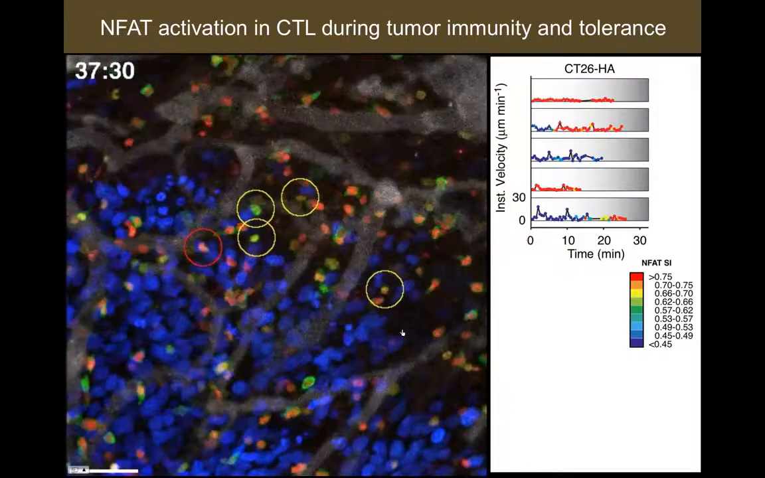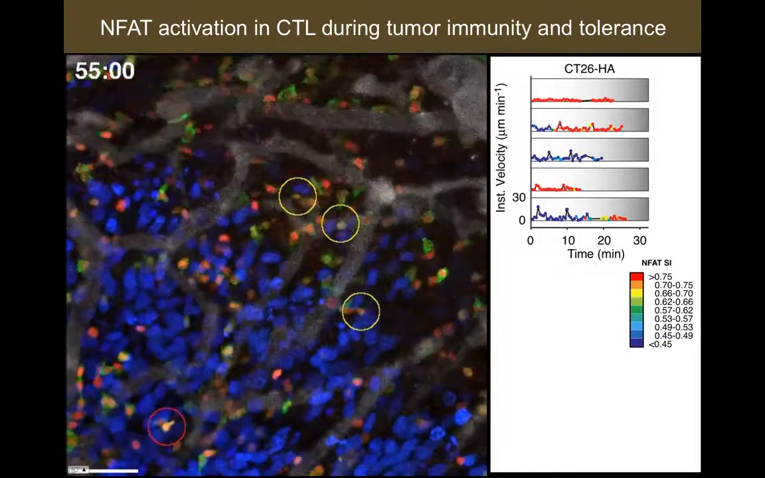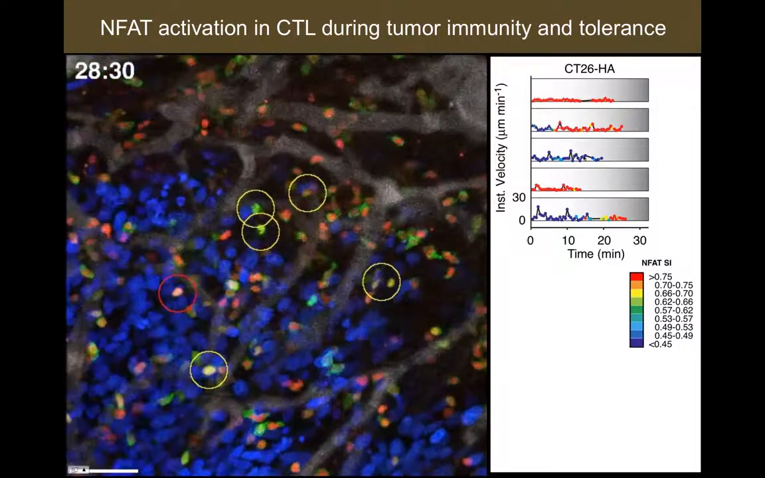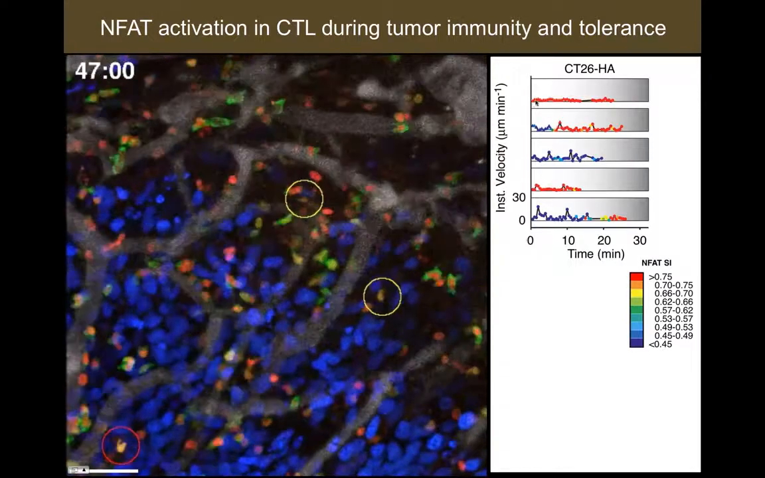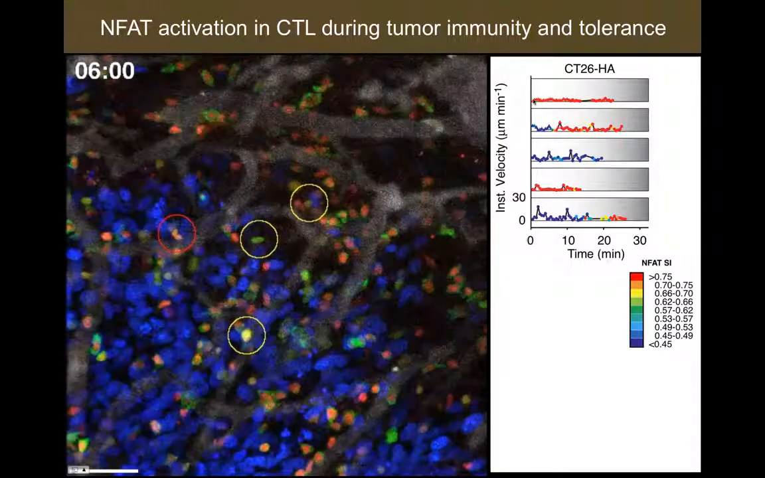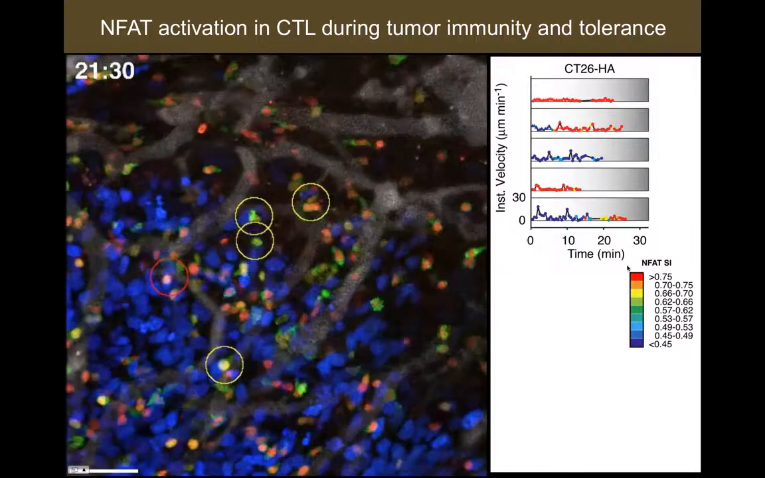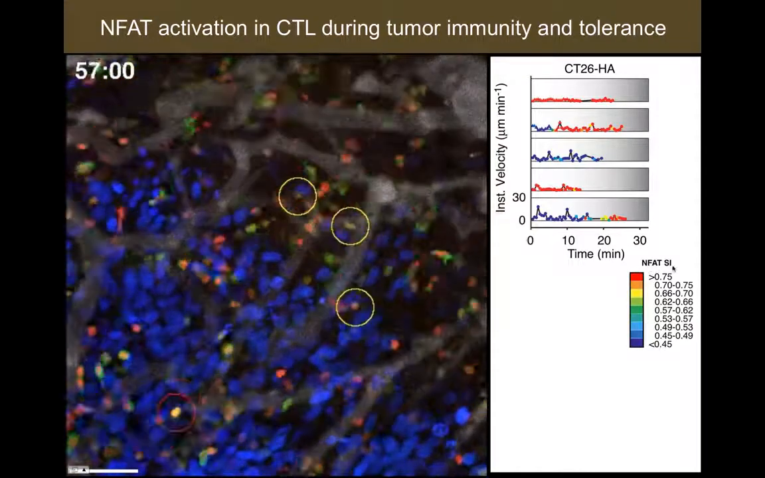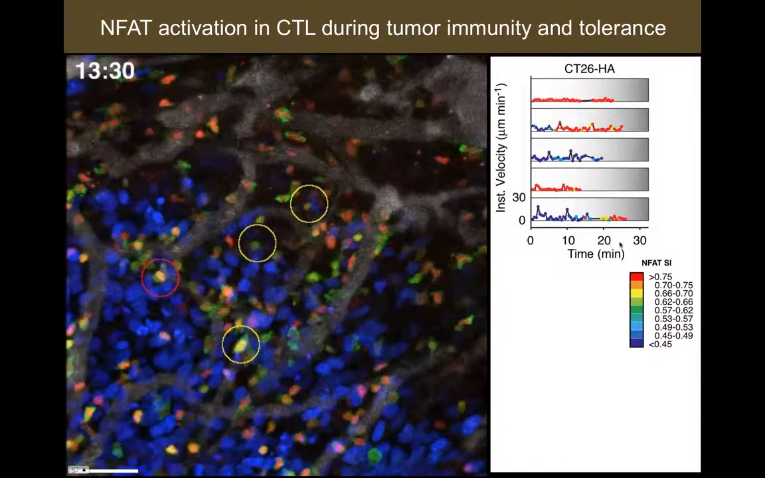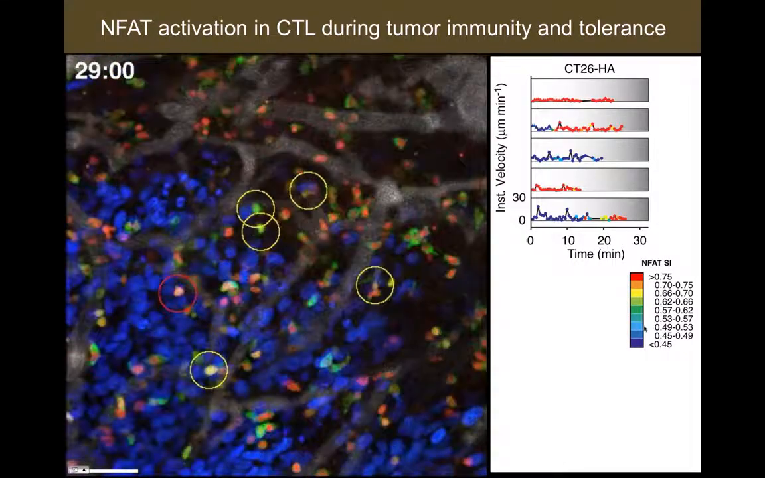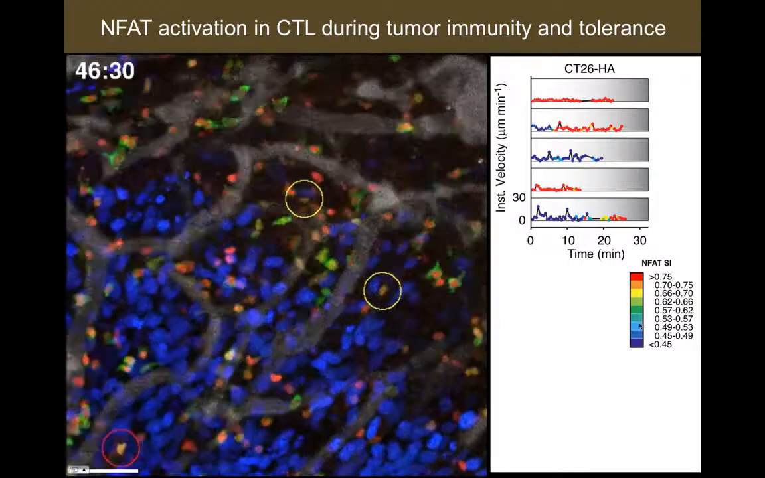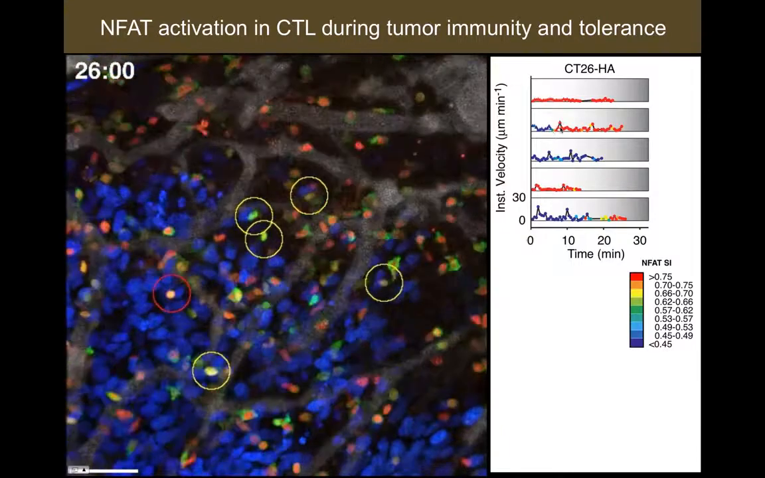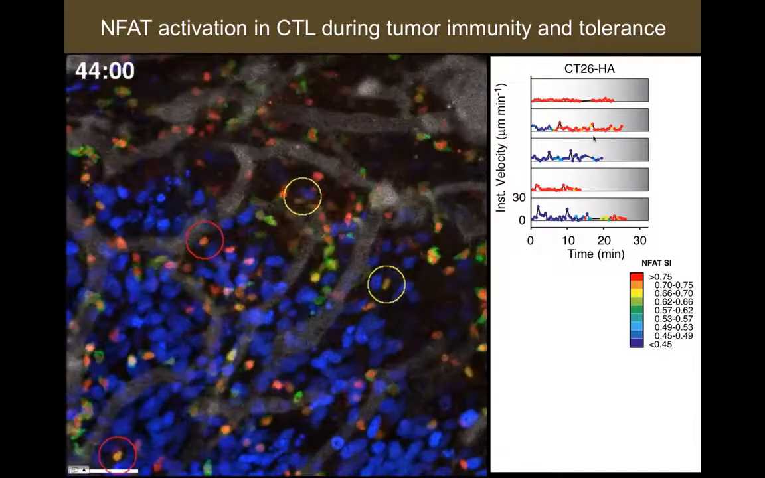So here we are plotting over time the instantaneous velocity of these cells. So these peaks here are peaks of migratory activity. This is a cell that is pretty well arrested and has a continuous NFAT activation state. So red color here indicates nuclear localization of NFAT with a high NFAT signaling index. Whereas these cells have low NFAT indexes, so those have primarily cytoplasmic NFAT. And what's interesting here is that, again, as I described, there are these states of motility while NFAT is active.